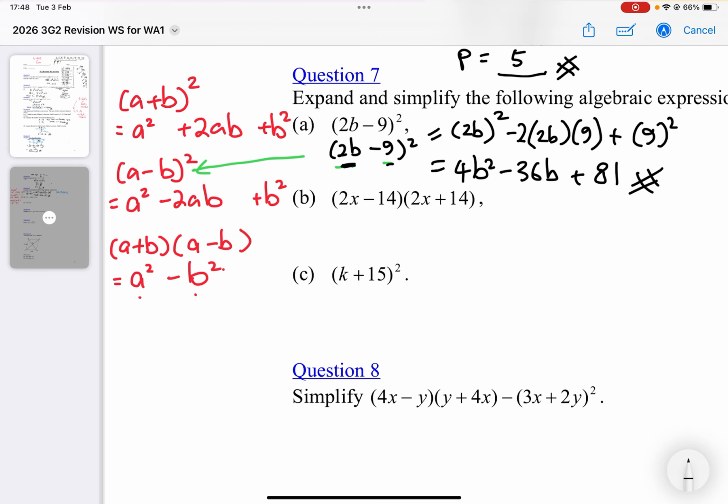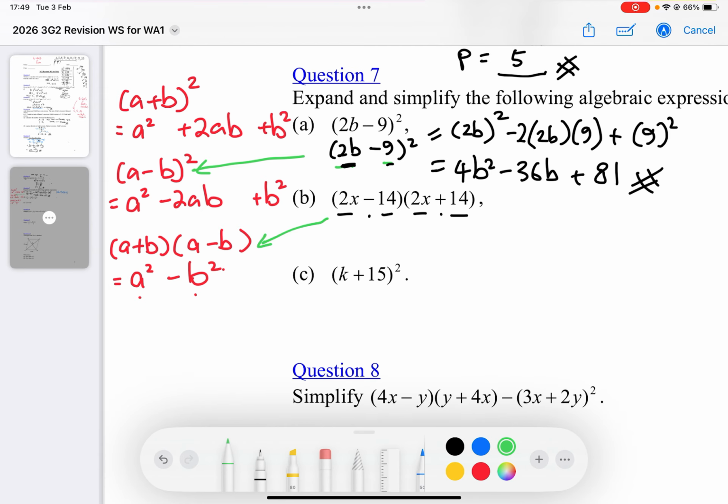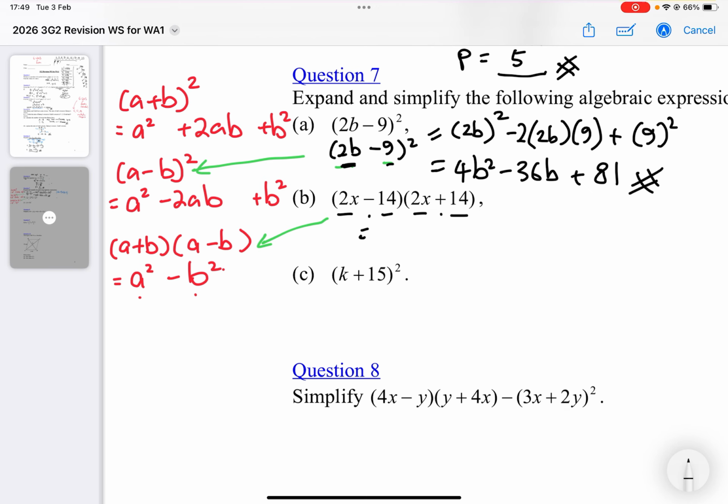Okay, and for part B, something minus something, something plus something, front plus back, multiply front minus back. So this one, this time it is actually similar to this one, front plus back, front minus back. Okay, so if I apply, I will be left with the front being squared. The front is 2x, so 2x being squared minus the back being squared. The back is 14 squared. So I will have 4x squared minus 196. Answer. Okay, last one.